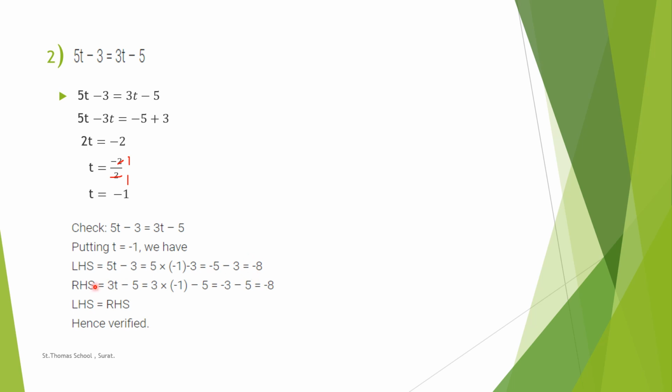Minus 8. Now RHS, what is RHS here? 3t minus 5. The substitute t is equal to minus 1. So 3 multiplied by minus 1. Again put minus sign here, 5. Now 3 into minus 1, that is minus 3 minus 5. Again both are negative number, we have to add. So minus 3 minus 5, that is minus 8. Now LHS is equal to RHS. So what we can say? Hence verified.